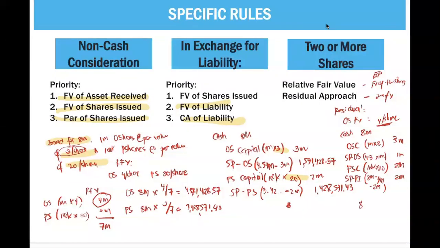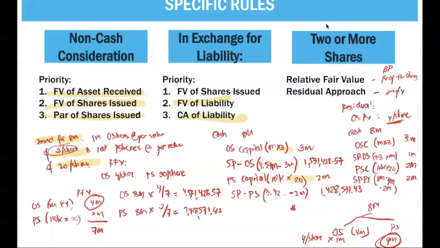Okay? So based on your 8 million, how did we allocate it? First to known fair value OS, 4 pesos per share multiplied by 1 million shares, 4 million. So for PS, we also have 4 million left. Clear? Okay. So in the residual approach, you allocate first to the known fair value. Thereafter, you allocate to your unknown fair value, which is your PS. So here, our known fair value is 4 million to your OS, then the excess to your PS.